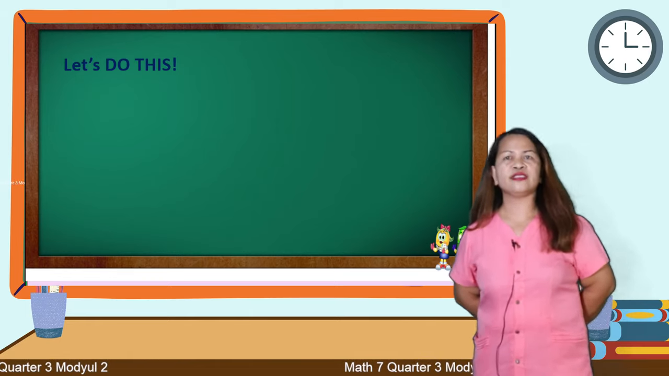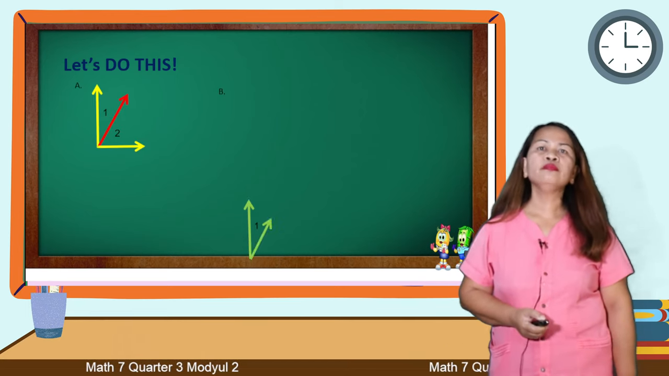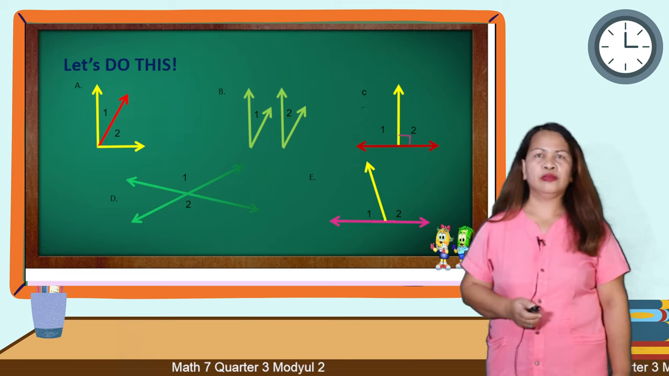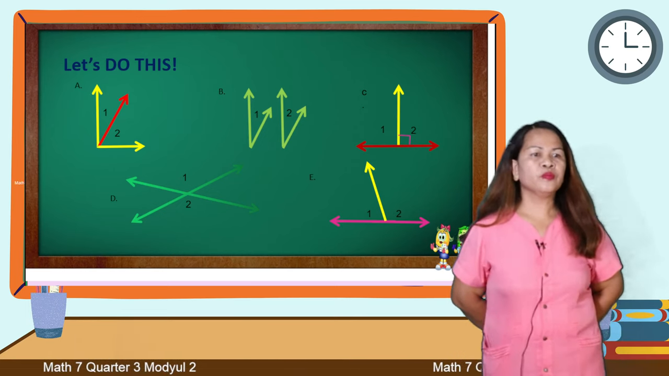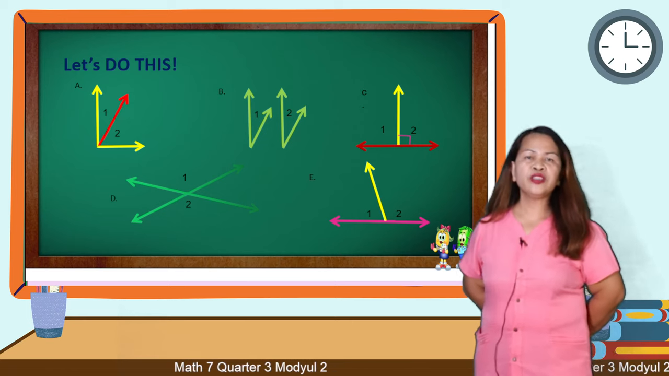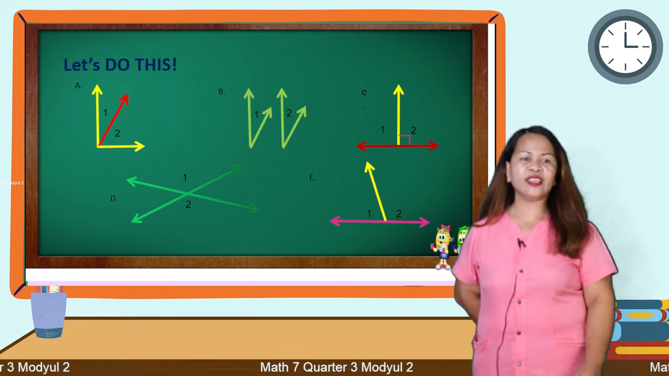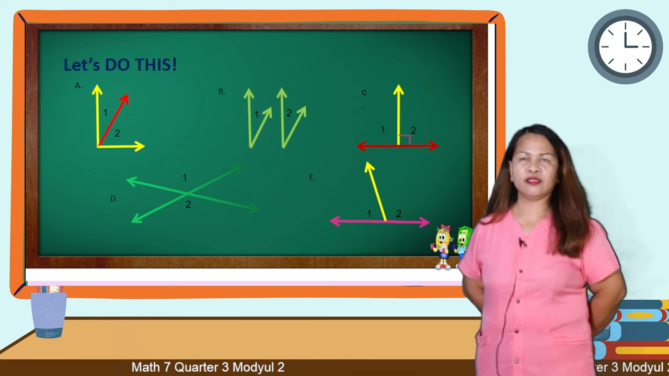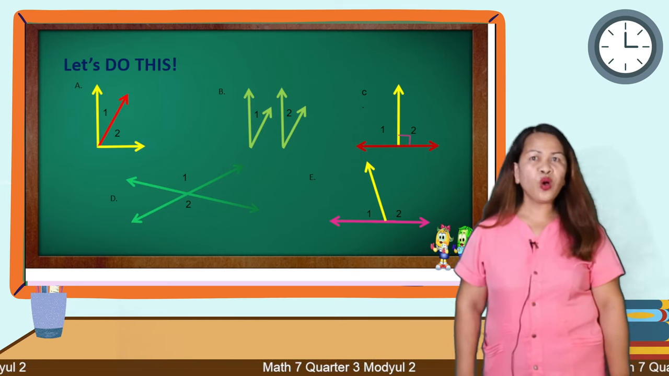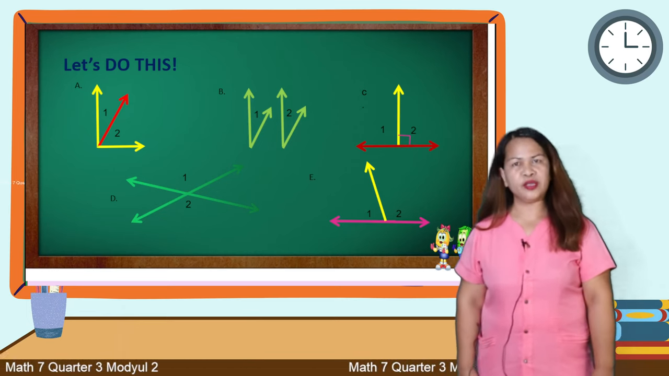Okay, so let's do this. Based on the given figure, tell whether angle 1 and angle 2 in each figure are only adjacent, adjacent and form a linear pair, or not adjacent. So letter A, are they adjacent, are they adjacent and form a linear pair, or not adjacent? Comment or type your answers on the comment section.